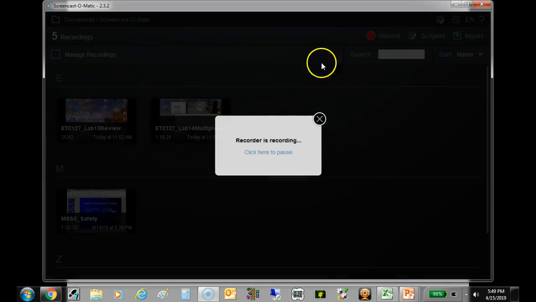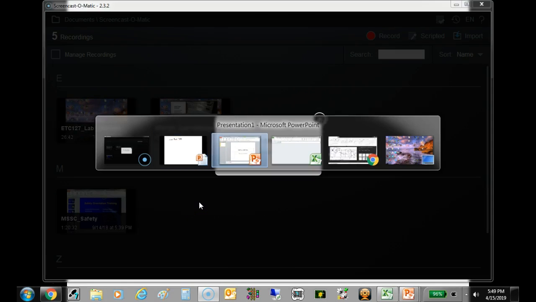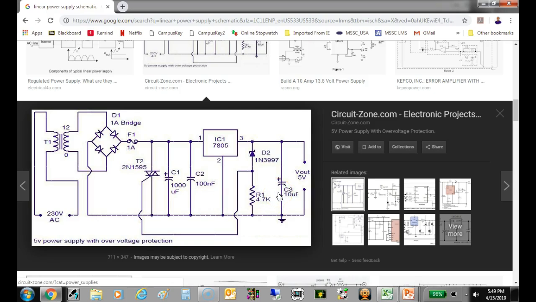So I just went on to Google and typed in linear power supply, and this is what it showed me. Now this is what we call a fixed power supply. The trainer has a variable power supply. So I can show y'all the schematics on the trainer that y'all use, this black trainer that y'all have, and you'll see this is almost the same thing.